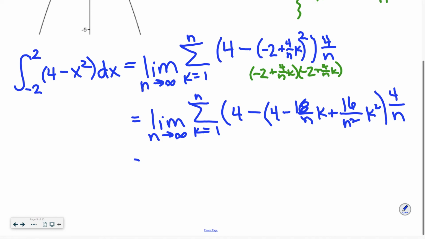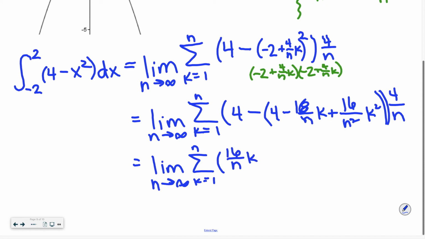Okay, we're almost there. Okay, so now when we perform this subtraction, the 4 minus 4 goes away. We are subtracting, so this becomes a positive 16 over nk minus 16 over n squared k squared, all multiplied still by our delta x.